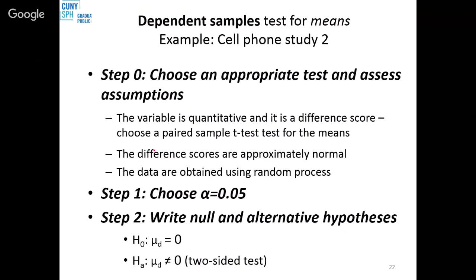We will make the assumption here that these difference scores are approximately normal in the population, and of course that our data are obtained using a random process, or in this case that our students represent a random sample from the population of students that we're interested in. Alpha equals 0.05. Now our null and alternative hypotheses look like that for the paired or dependent samples test, where the mean value of the differences, the population mean mu, is equal to 0, and the alternative is that those differences are not equal to 0.